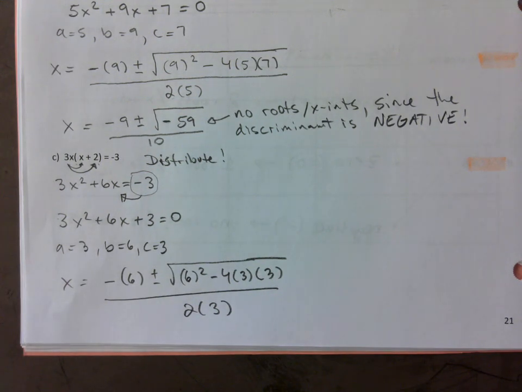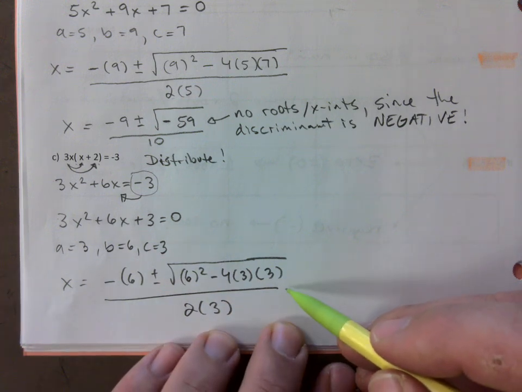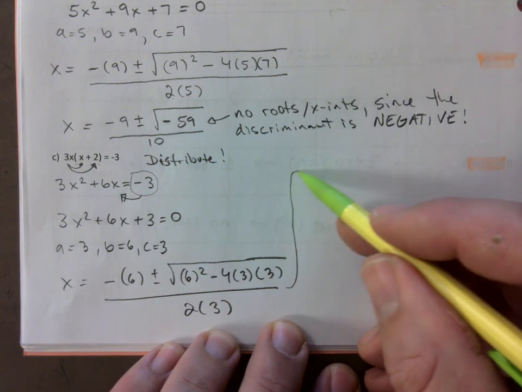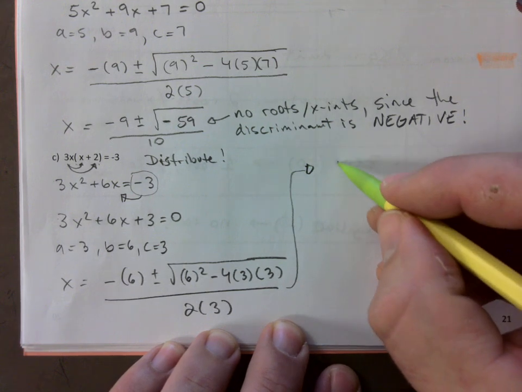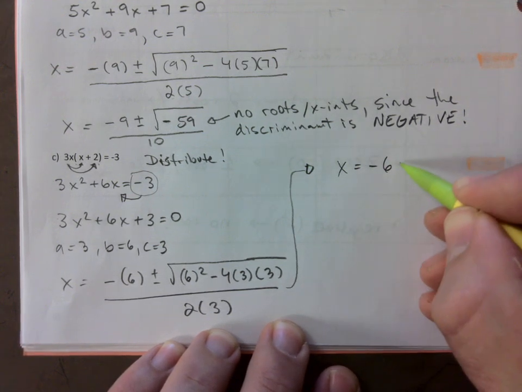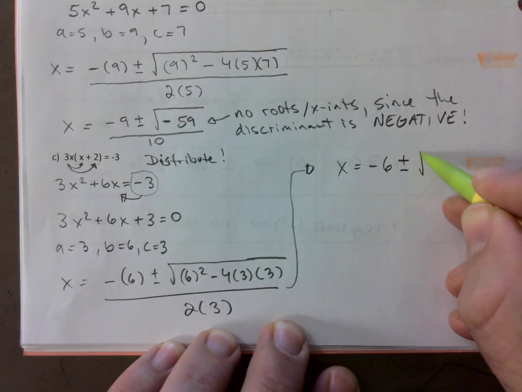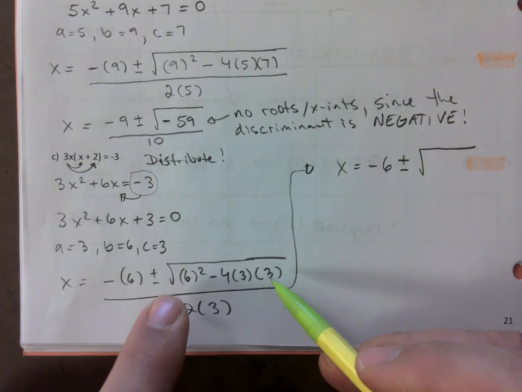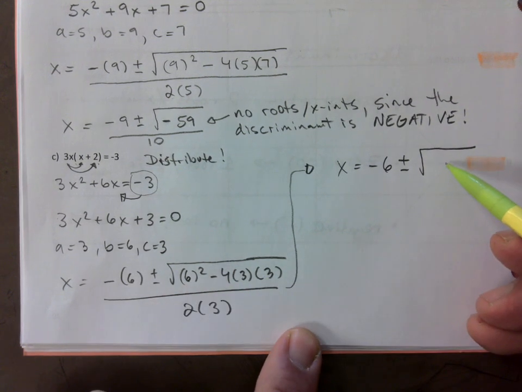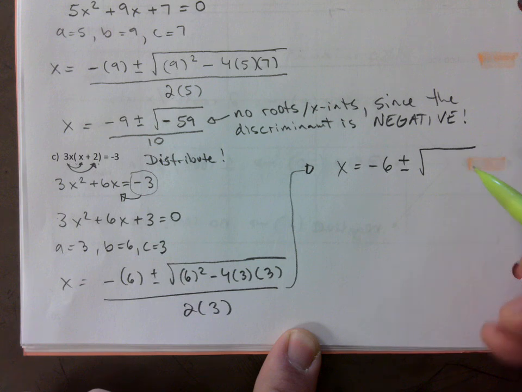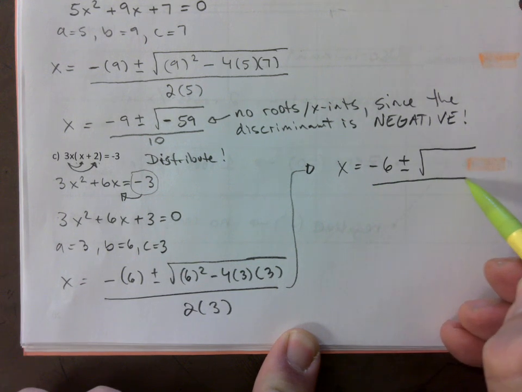I need you to show me this line where you plug everything in. From there on in, if you want to do the rest in 5 lines or 4 lines or 3 lines, I don't have a big problem with that. I'm going to clean it up a little bit. X is equal to negative 6 plus or minus root, so that this whole thing will just simplify to just one number. And all of that is divided by 6.